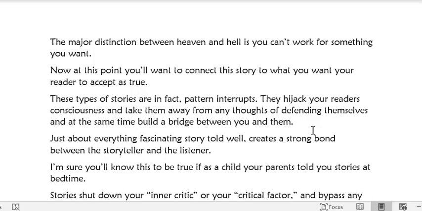The major distinction between heaven and hell is that you can't work for something you want. Now, at this point, you want to connect this story to whatever you want your reader to accept as true. Okay, so you grab these stories that are in here, if you want to, and take them and put them in your emails or on your landing pages or about you page or anything, it doesn't matter. But you've got to connect that story with what you want them to believe. That's the vitally important part.